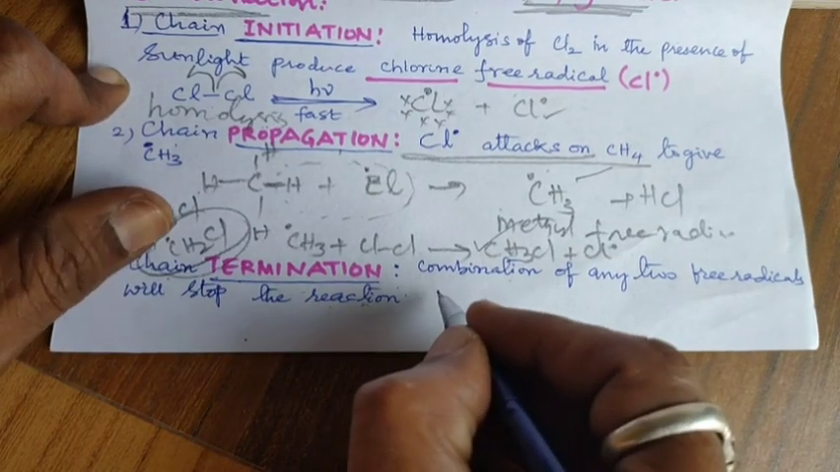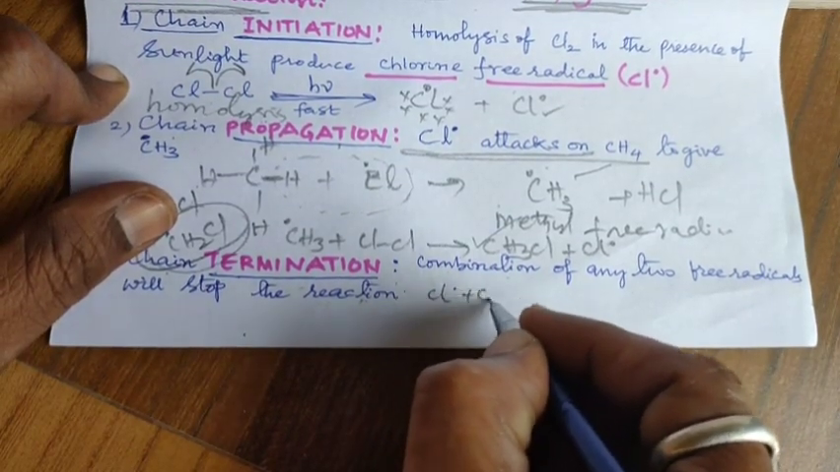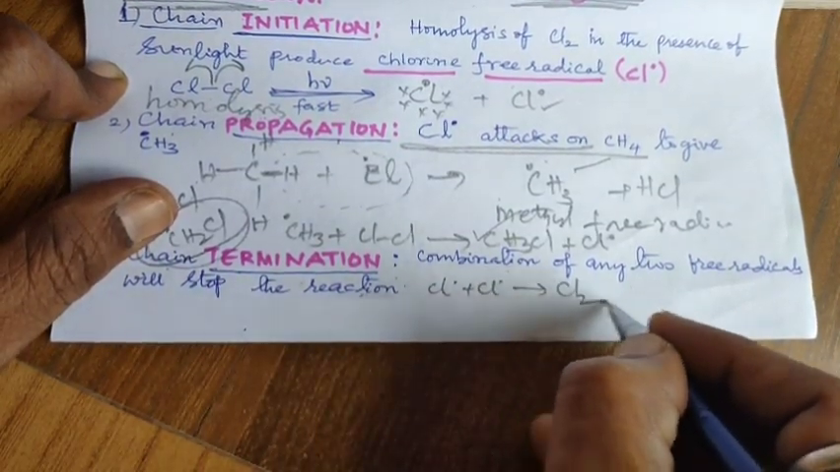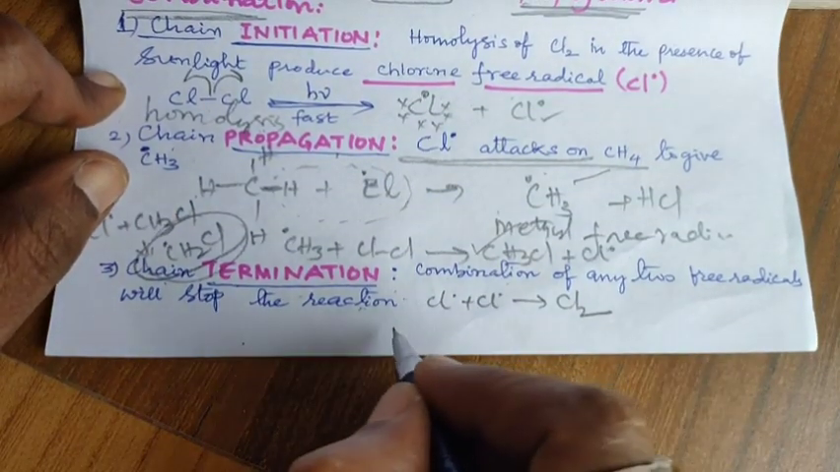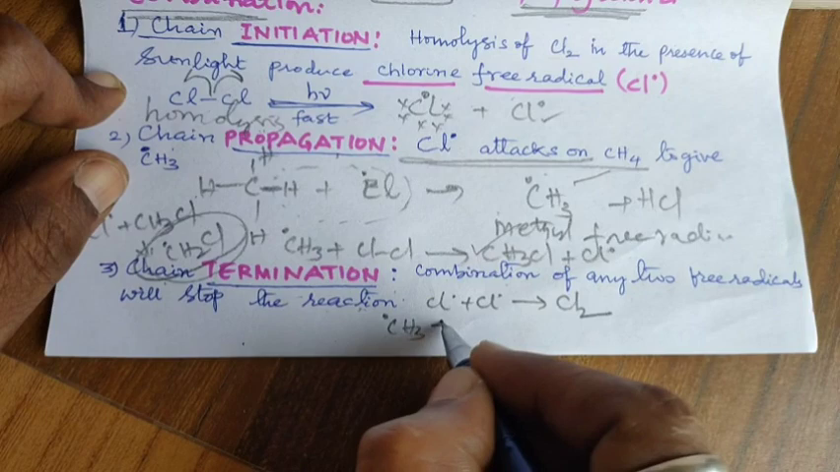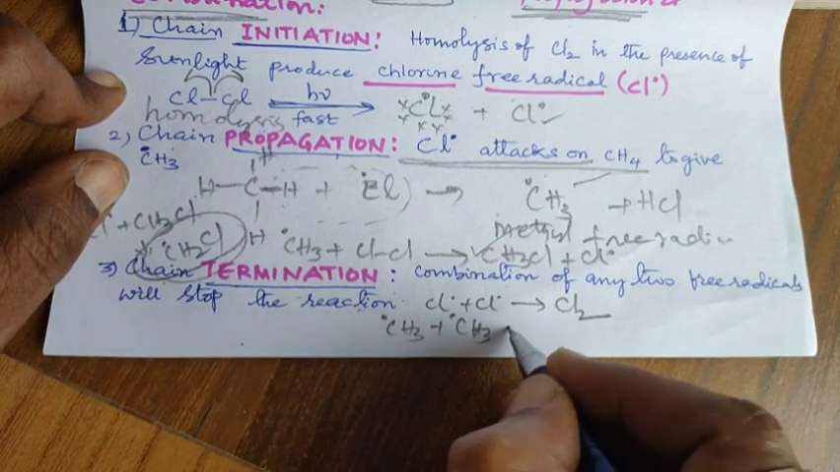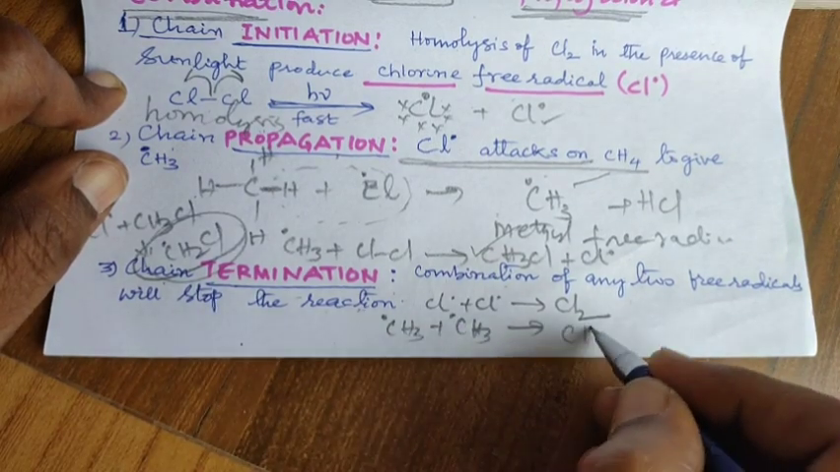What is that? A chlorine free radical with another chlorine free radical may give chlorine. Of course, it is further cleaved into chlorine free radicals. Then CH3 free radical with another CH3 free radical, methyl free radical, gives ethane.